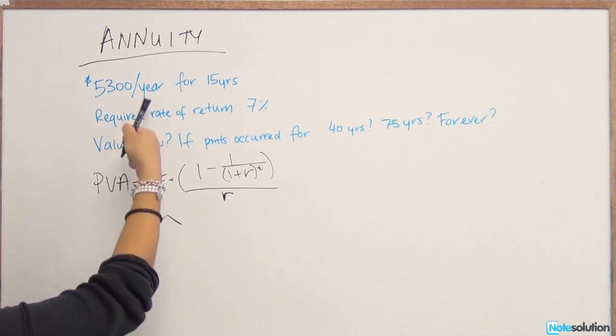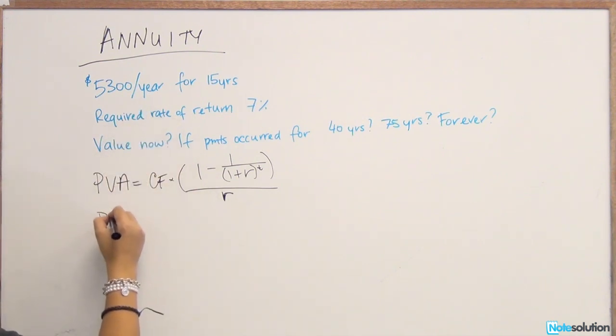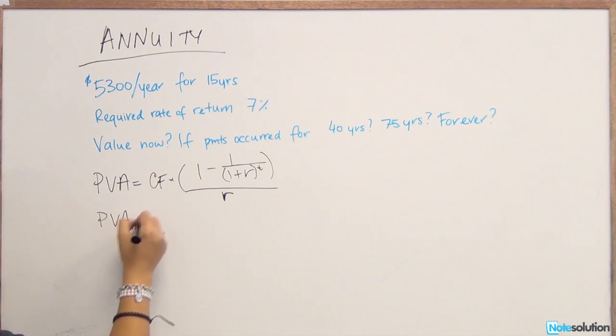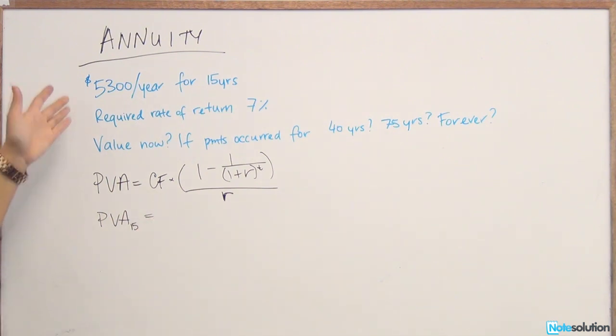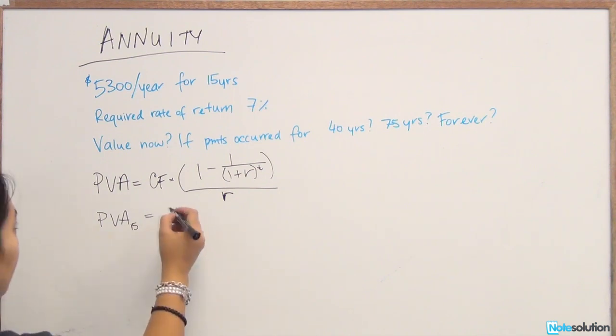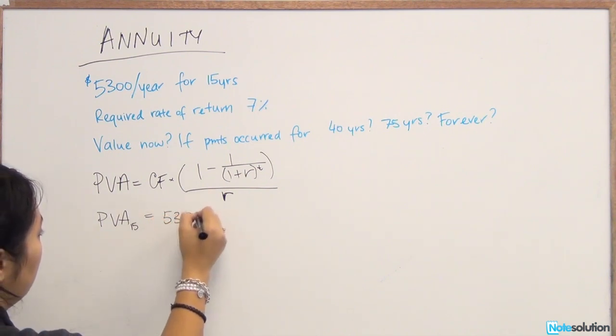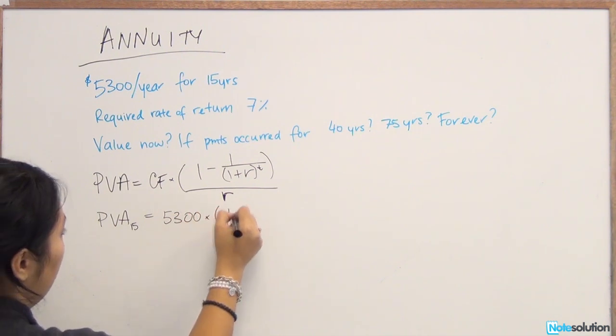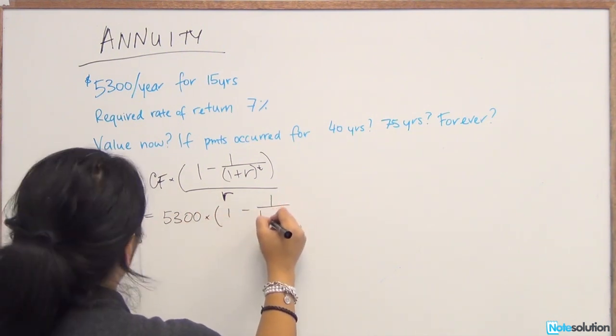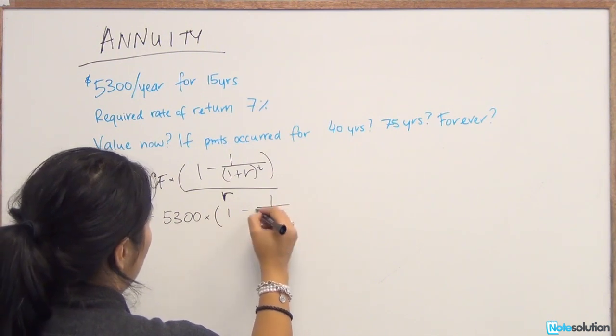So let's calculate it for the first part of the question, PVA, and assume we're doing it for 15 years. The cash flow doesn't change in any calculation that we're going to do in this question. It's still going to stay at $5,300 a year. The rate won't change either. The only thing that will change is really just the time period at which you're investing. So we have 5,300 multiplied by 1 minus 1 over 1.07 to the power of 15, divided by 0.07.